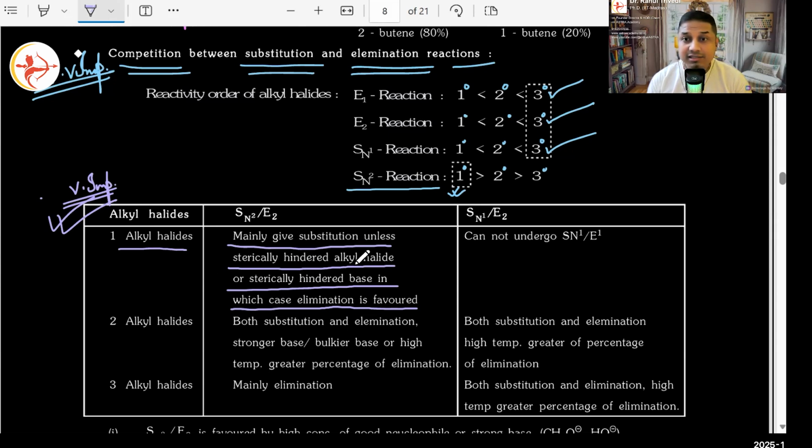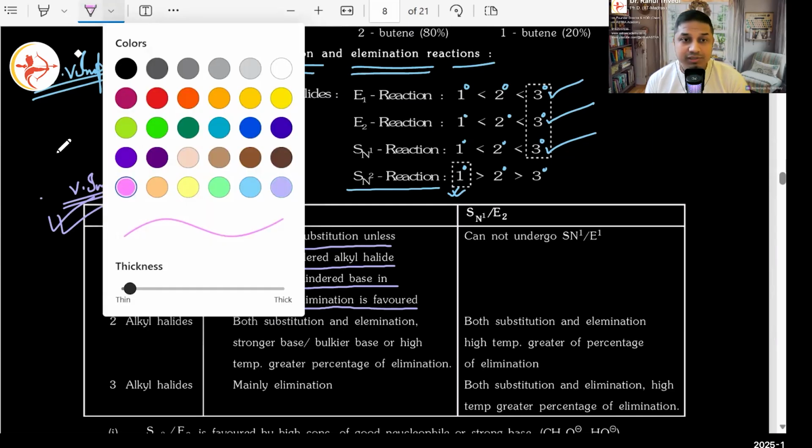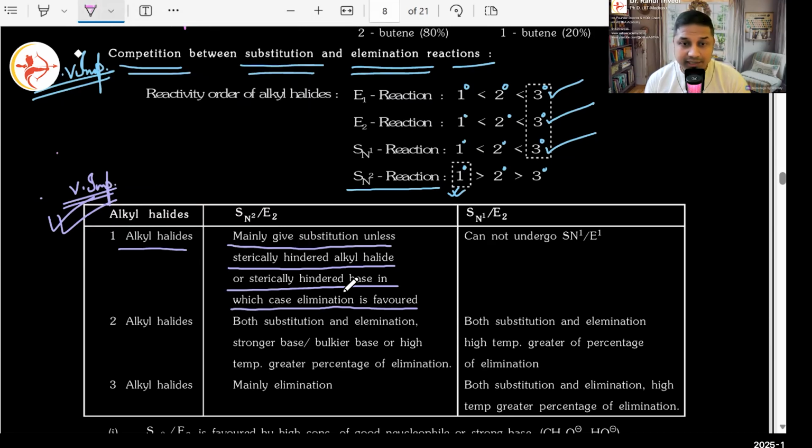Either the alkyl halide is a tertiary alkyl halide, yes, then E2 will undergo, or the base which is attacking in the form of nucleophile is also too huge or sterically hindered. In that case, what will happen? Elimination will be favored. I hope this part is clear. In that case, elimination will be favored, otherwise substitution. Good. Out of SN2 and E2.